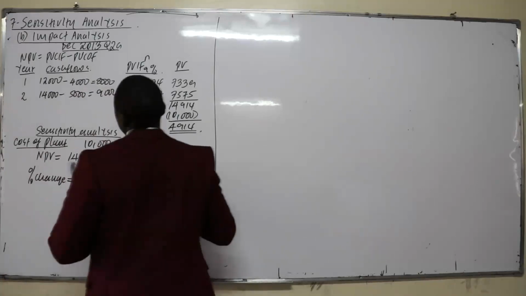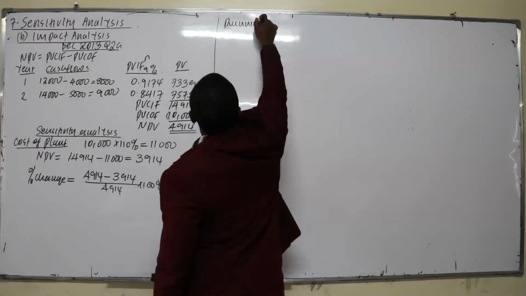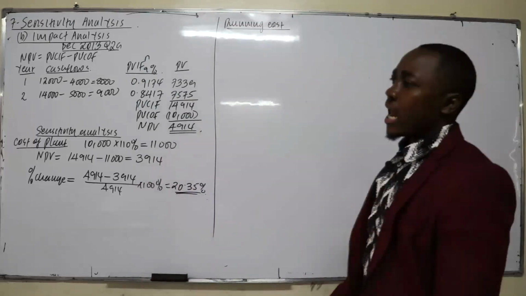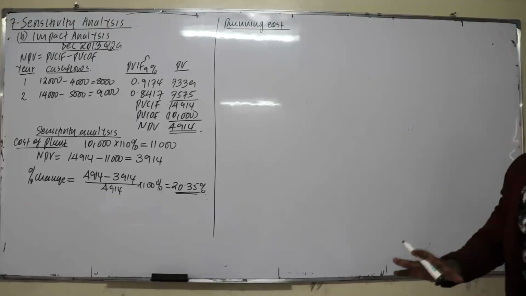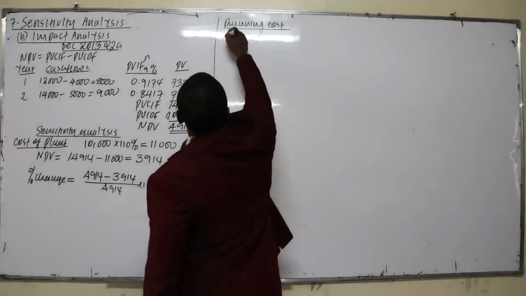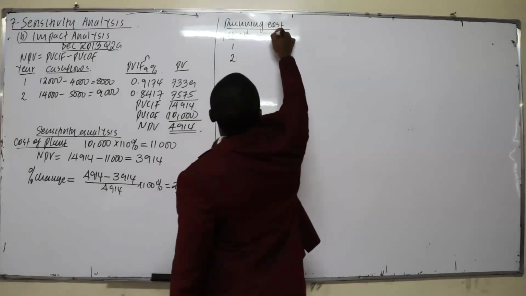Now let's evaluate the other factor. The other factor was running cost. Running cost is also an outflow. So when outflows are affected adversely, you expect them to increase. How will it influence our NPV? So we have 2 years. Now we get the cash flows.